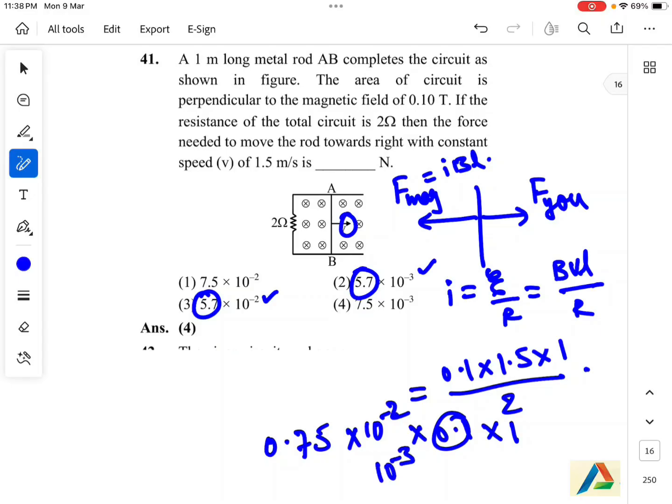Ten power minus 3 and then multiplied by... somewhere I went wrong. BVL, right? B is 0.1, then 1.5 into 1 divided by 2 is the distance. Fine. 3 by 4. I went wrong here. 0.75 into 10 power minus 1 here. Okay, fine. Remaining things intact. So you know the answer. That's 4.